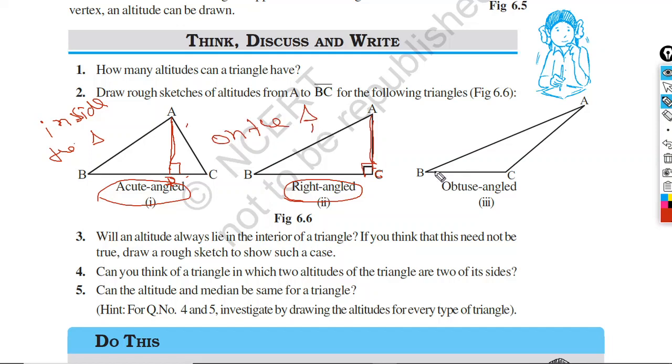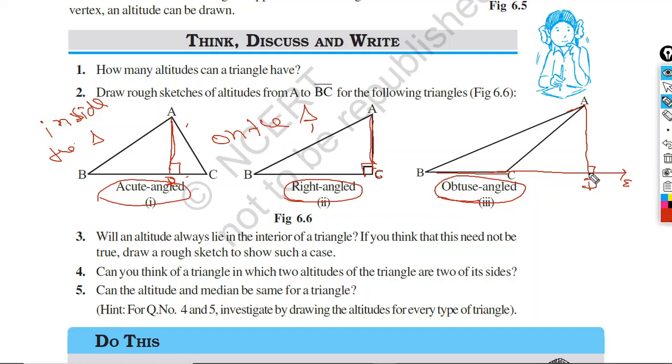Again, we will consider triangle ABC as an obtuse angle triangle. Now, altitude from point A, where will it fall? Can a 90 degree angle be drawn on BC? Here what we have to do is extend BC up to, say, suppose E. Okay. Now draw a 90 degree line or altitude here. Name it D. So AD will be the altitude.